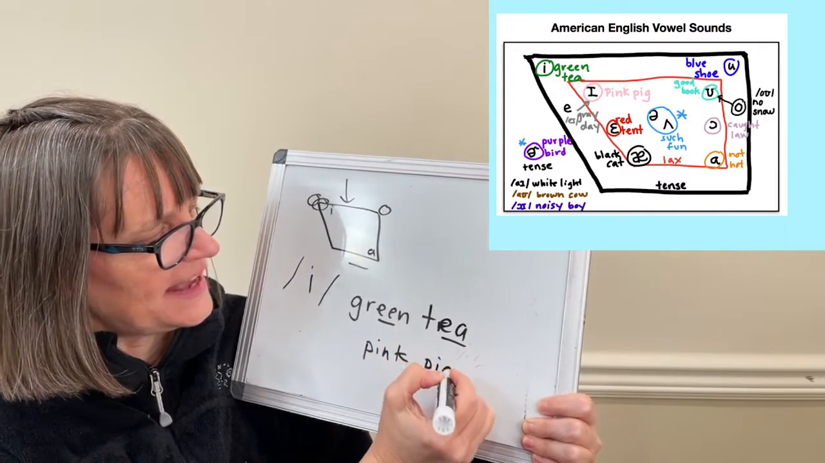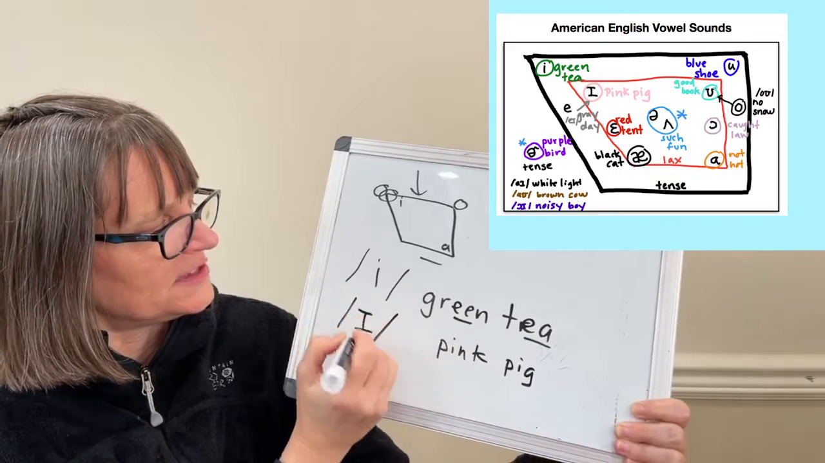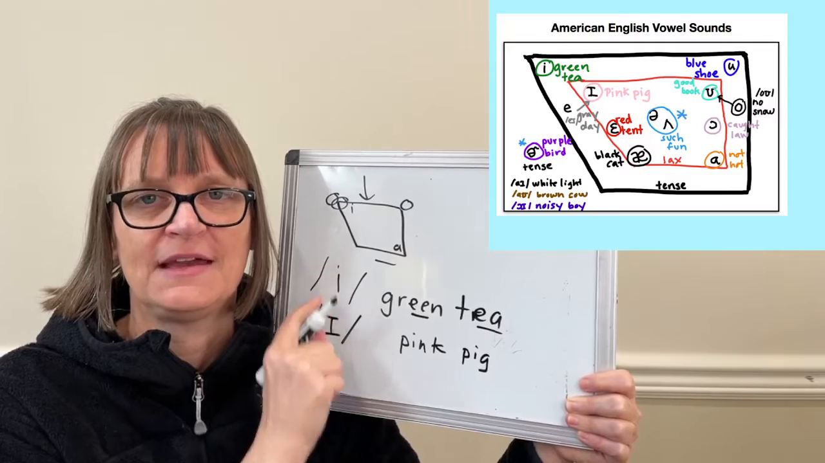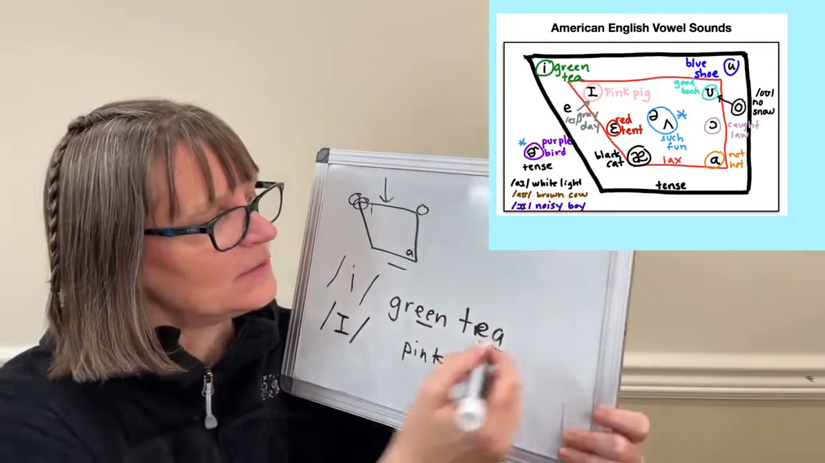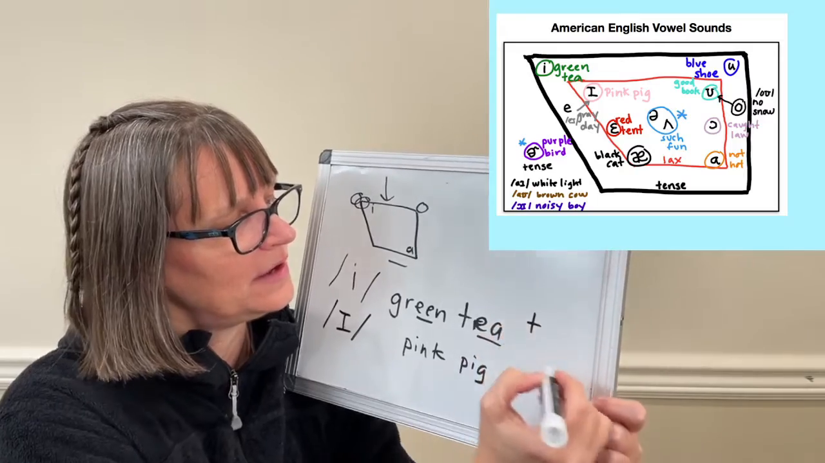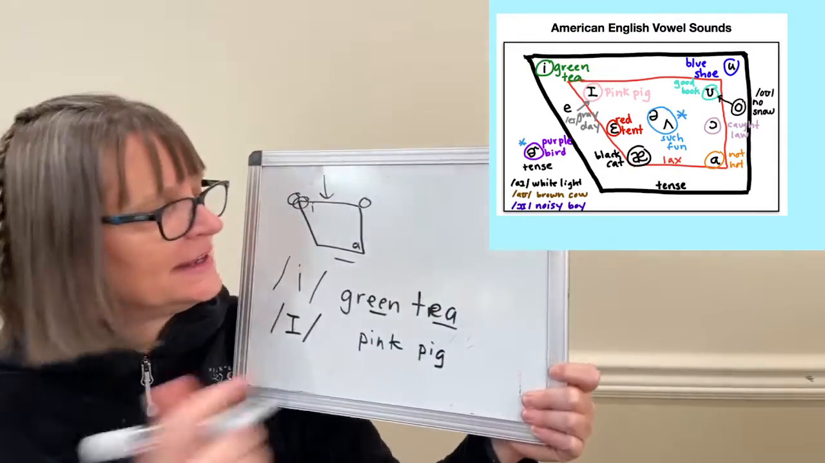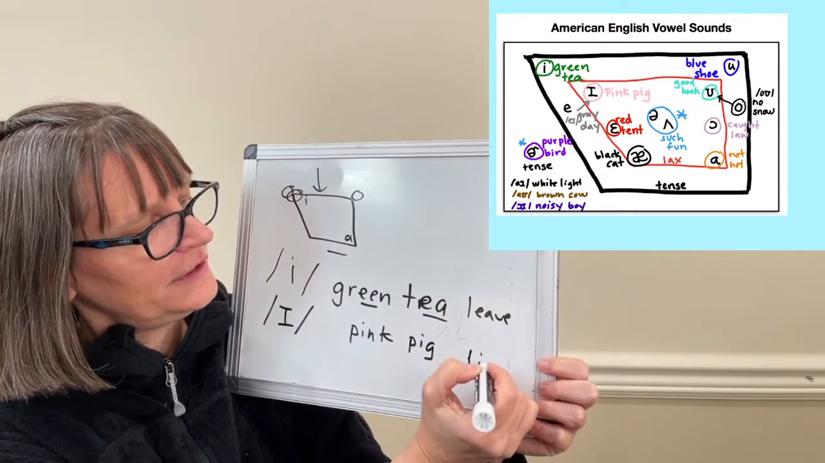So next down on our chart, you can see underneath green tea, we have pink pig. This is the vowel sound that we often spell with letter I, and the symbol for it is a small uppercase I. So the E and the I are two sounds that are useful to know which one has which. For example, we may want to be able to distinguish between leave and live.